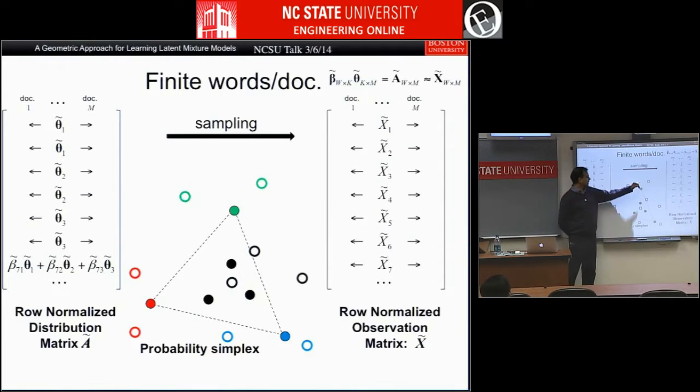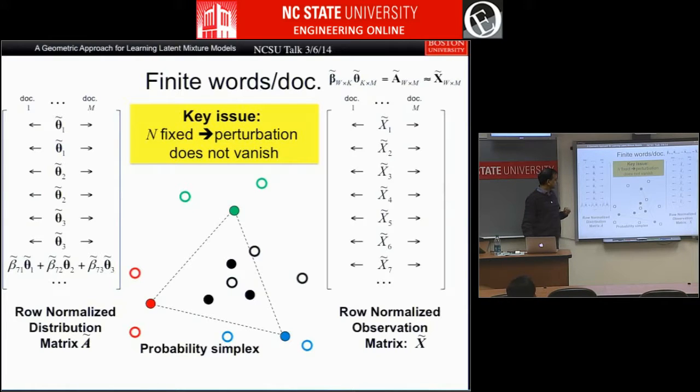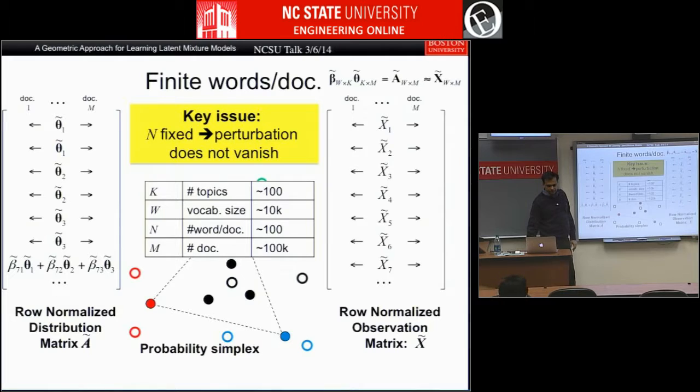And the question is, from those donuts, how are you going to figure those things out? Now, there are two algorithms. One simple algorithm that I'm going to talk about here is based on looking at word-word co-occurrences. The key issue is, if I fix the number of words in a document, and this perhaps goes back to Drawer's question, then some words will never appear. So indeed, you will get some perturbation of the simplex. So the perturbation never vanishes. How are you going to recover the thing from this perturbation?